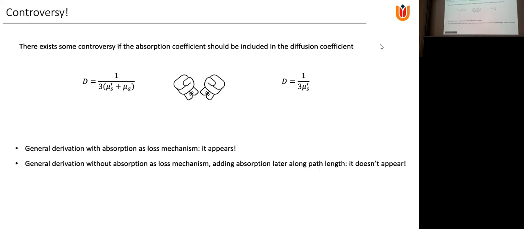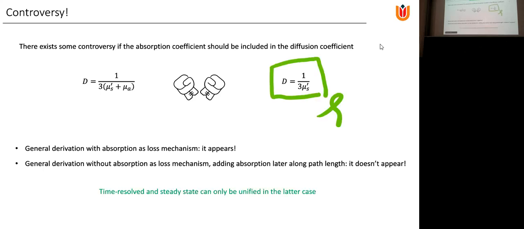There's a little bit of controversy in the literature whether the diffusion coefficient should include absorption or not. So we have two definitions there. One is 1 over 3 times mu A plus mu S prime, and the other one is 1/3 times mu S prime. The problem with this controversy is that if you derive the expression using the transport equation, if you include absorption, you end up with this result, and if you exclude absorption with the idea that you can add it later using Beer's law, you end up with this result. So both appear valid. I think this is the right answer.